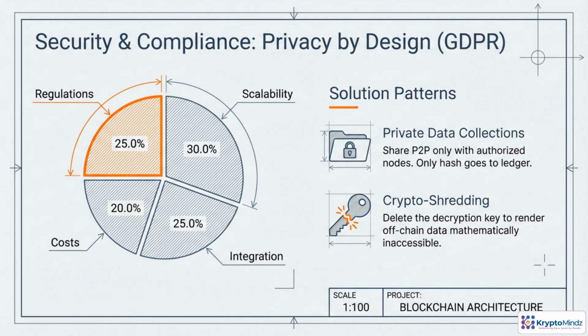First, private data collections. Sensitive payloads are shared peer-to-peer only between authorized parties, while a small hash anchors the transaction on-chain. Second, crypto shredding. When a retention period ends, you delete the decryption keys for off-chain data, making it mathematically unrecoverable, yet keeping ledger integrity intact. That's how you stay compliant without sacrificing trust or performance.